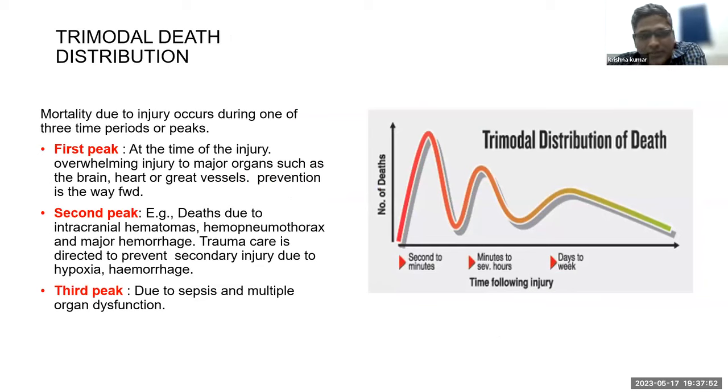The second peak happens from minutes to several hours. Most of the deaths are because of rapidly increasing intracranial hematomas, pneumothorax, and major exsanguinating hemorrhages. And basic trauma care, whether pre-hospital or in-hospital, is directed to prevent secondary injuries because of hypoxia and hemorrhage. The third peak happens days to weeks later, because of sepsis and multi-organ dysfunction, which is commonly seen in ICUs or HDUs, where the patient succumbs to secondary bacterial or fungal infections.